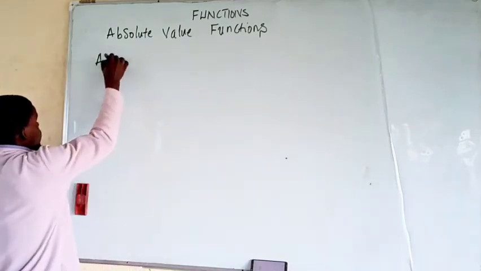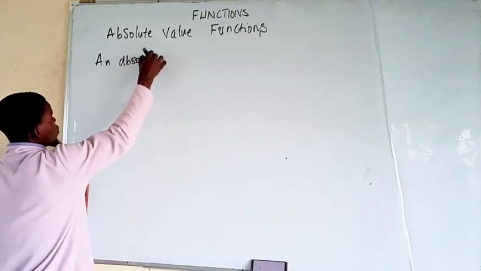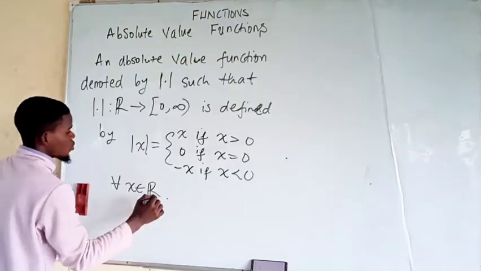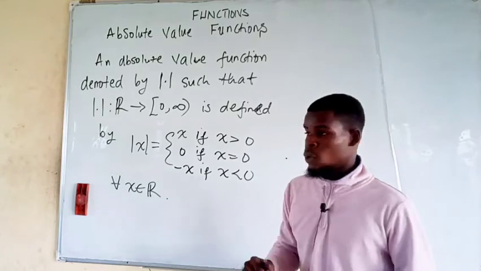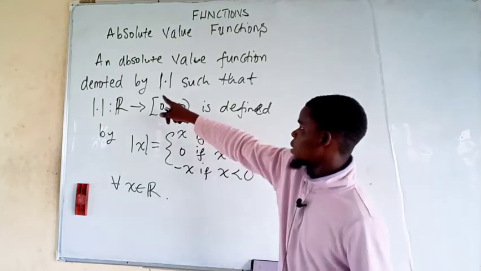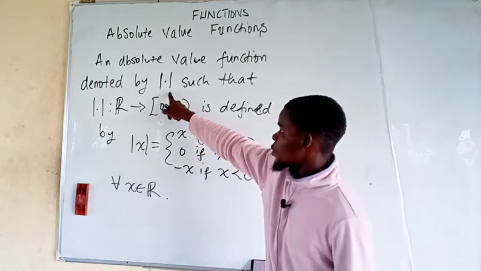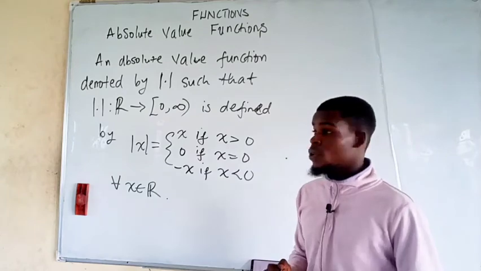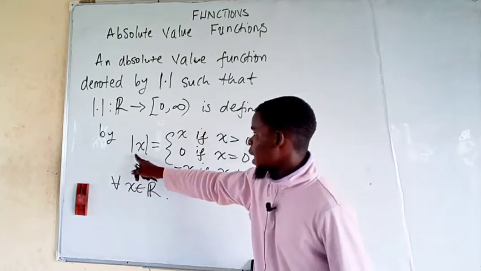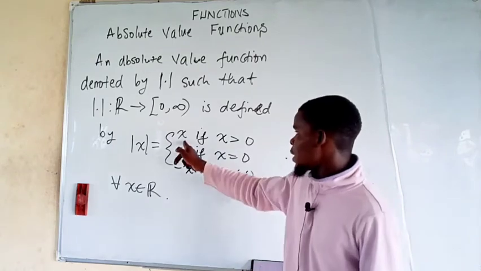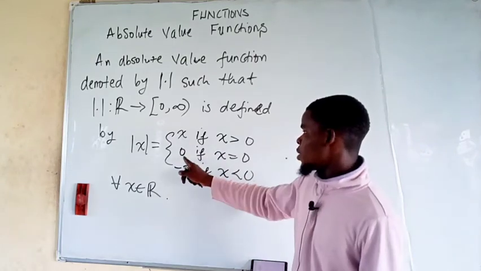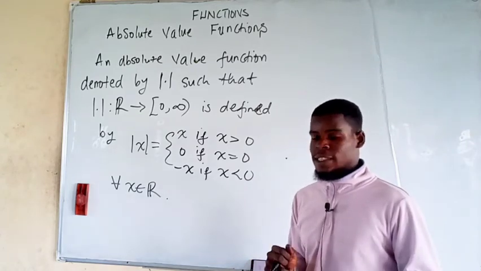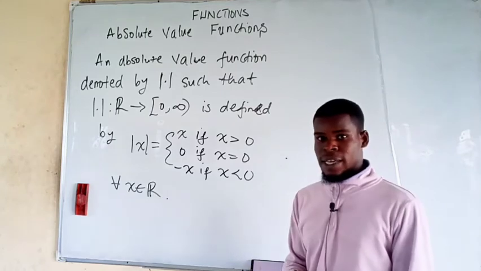Now, an absolute value function, denoted by this notation, takes every real number to the interval from 0 to infinity, with 0 included. It is defined by the absolute value of x to be x if x is bigger than 0, then 0 if x is equal to 0, and then negative x if x is less than 0. That is true for all real numbers x.